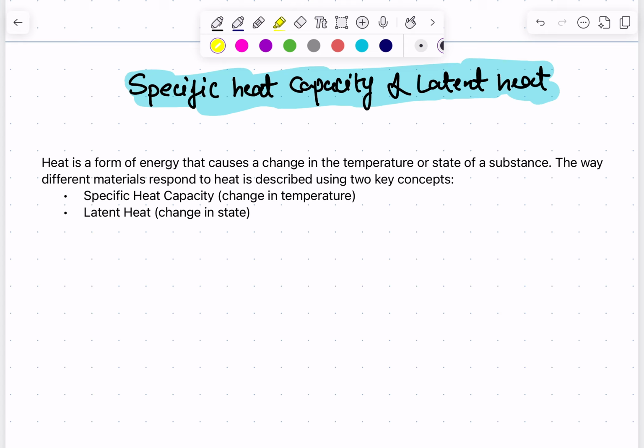So in today's class, we are starting with the second part of thermodynamics. We already covered a lot of things yesterday. Today, let's start with specific heat capacity and what is latent heat. So let's understand first what is specific heat capacity.